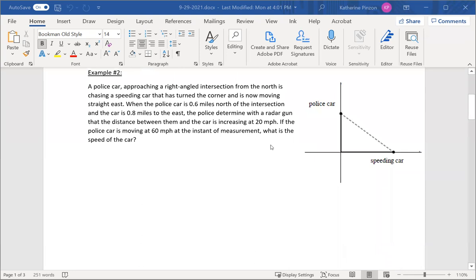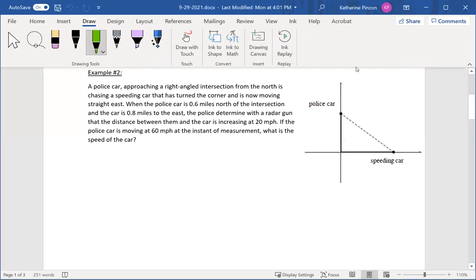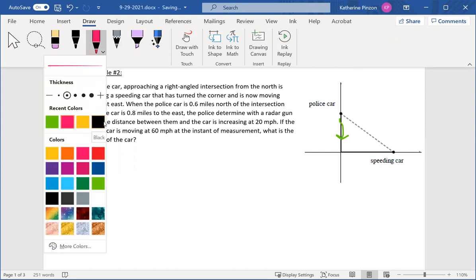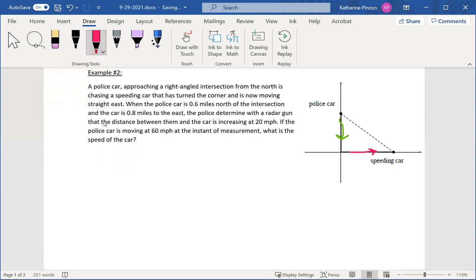Okay, so here's our first example. I guess it's our second example because we did one on Monday, right? A police car approaching a right-angled intersection from the north is chasing a speeding car that has turned the corner and is now moving east. On this picture, I'm going to draw some arrows because the police car is going towards the intersection in that direction, and the speeding car is going away from the intersection in that direction. If I was going to label this, I would call the car X and the police Y, only because they're on the X-axis and the Y-axis.